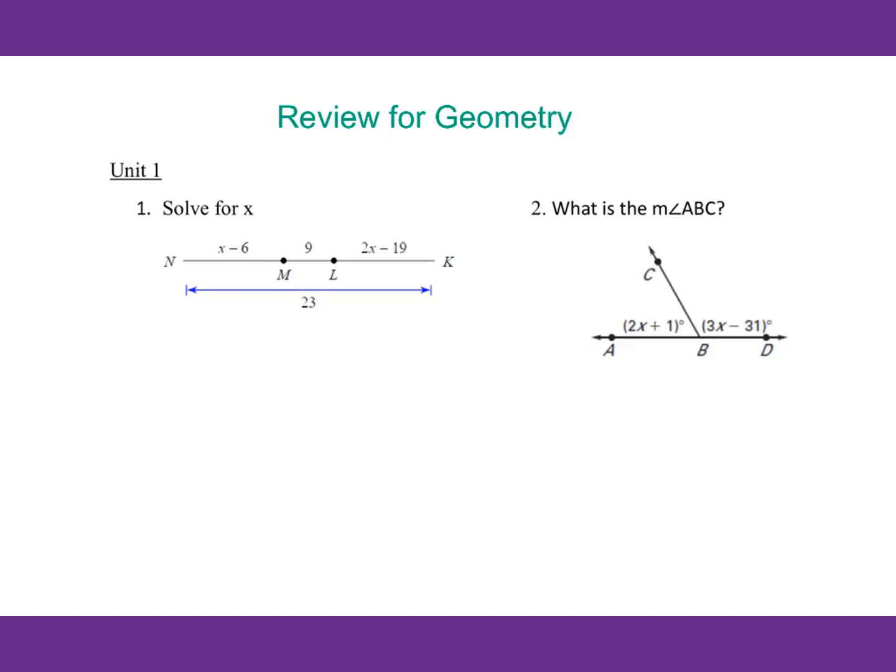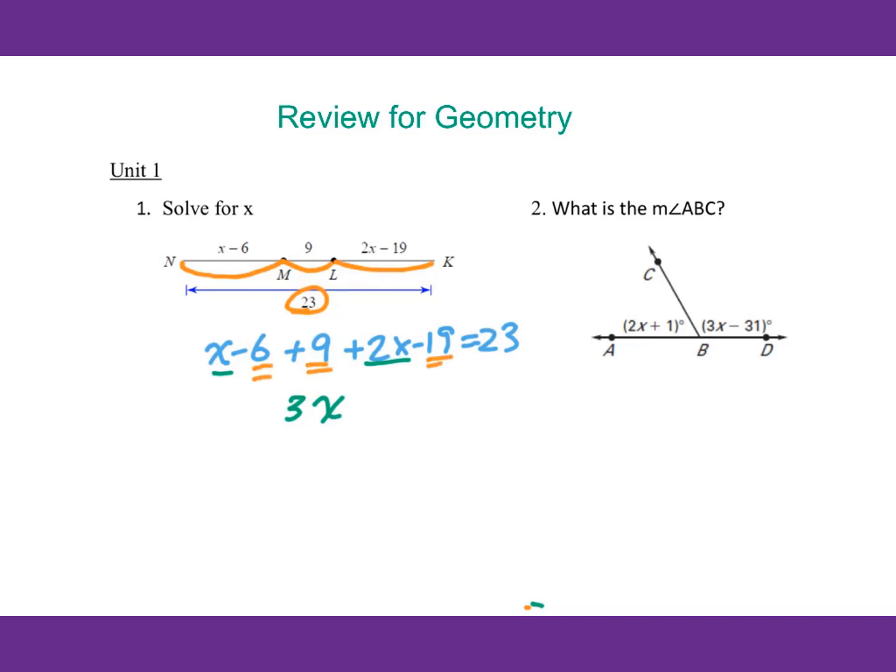According to the given diagram, we know segment NM plus ML plus LK equals 23. Therefore, I can set up x minus 6 plus 9 plus 2x minus 19 equals 23. Then you combine like terms on the left side. That is 3x.